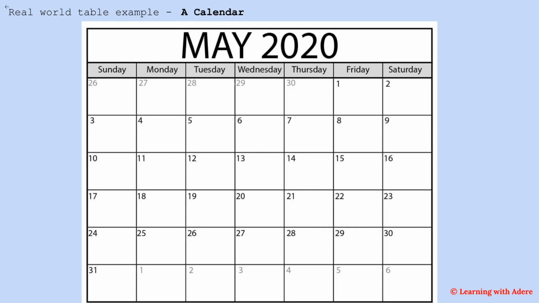So here's an example of a real-world table. This is something we see more commonly, probably a lot more often than a multiplication table, unless you're in school. We can see this table has its month, the month of May. It has the year, 2020 in this case. And then under we have the subtitles, and we can pretty much see all the days of the week, Sunday to Saturday.